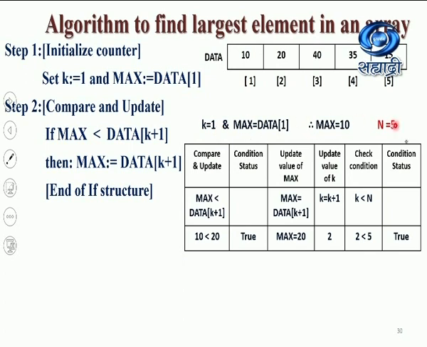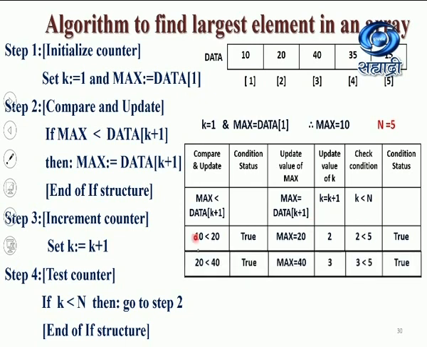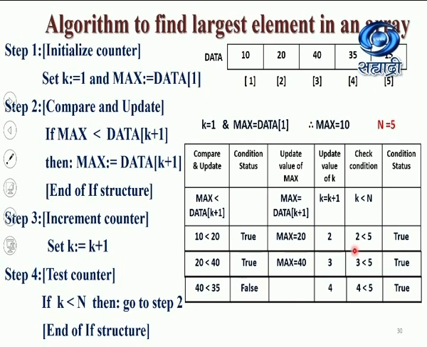This is called the analysis chart, and according to this logic, I designed this chart. First comparison is between the elements 10 and 20. This condition is true, so change the value of max and update the counter for the second iteration. Then test whether the counter is less than 5, the maximum value. Then go for the next value. The next comparison is between 20 and 40. The condition is true, so update max, update the counter, go for the next value. Here max stores the value 40.